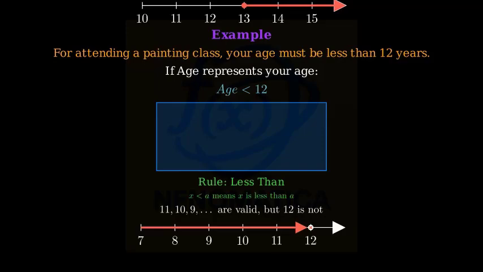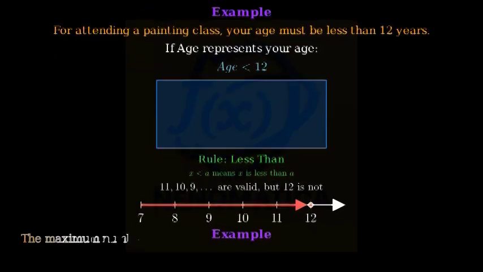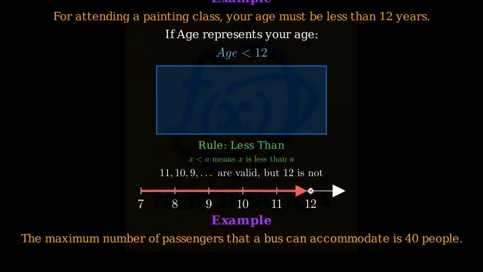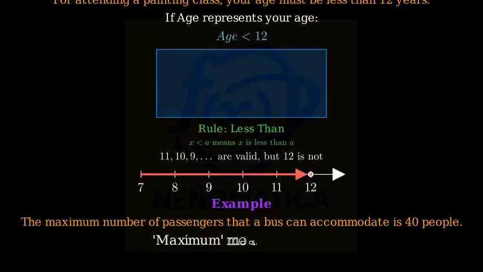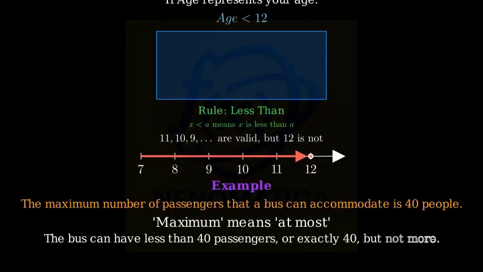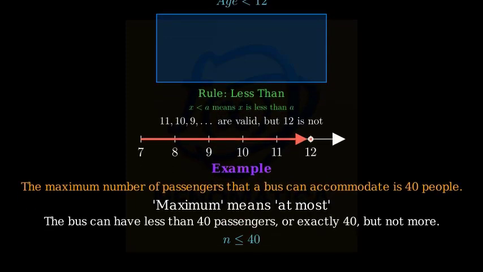Let's look at our third example. The maximum number of passengers that a bus can accommodate is 40 people. The word maximum means that the number of passengers must be at most 40. This means the bus can have less than 40 passengers or exactly 40 passengers, but not more. If we represent the number of passengers as n, then we have the inequality: n ≤ 40.